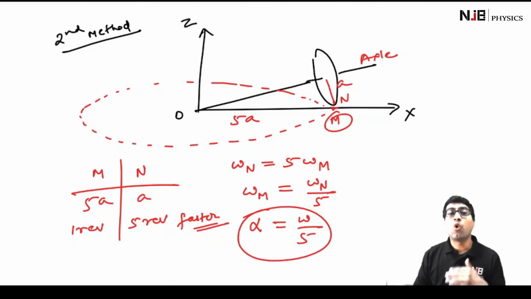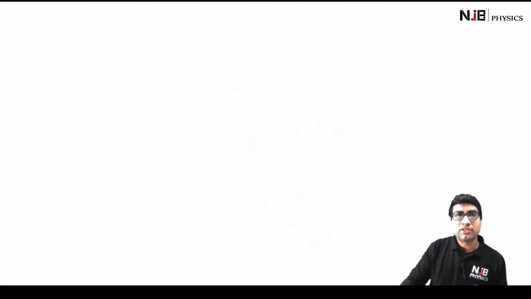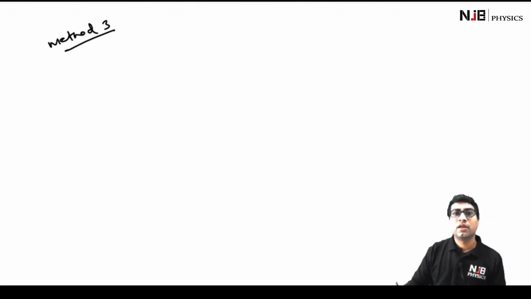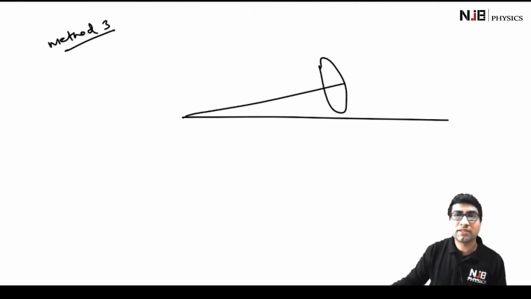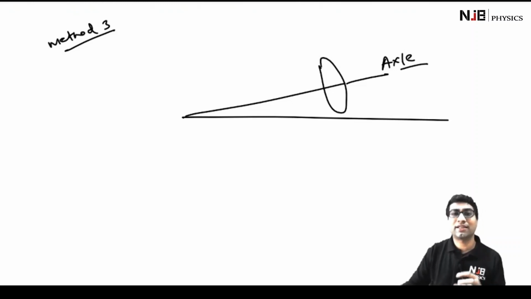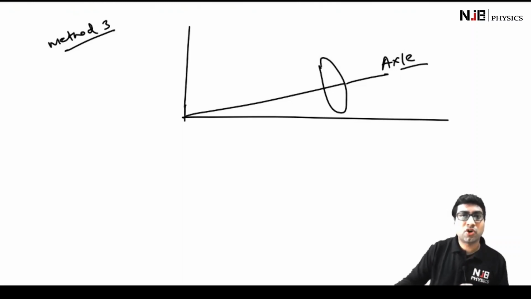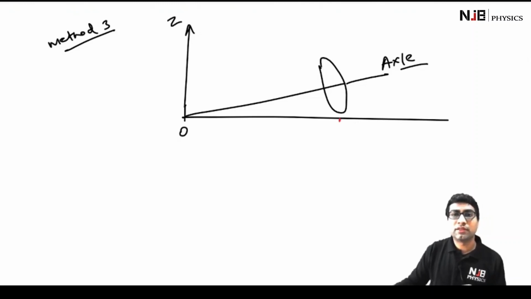Now there is one more approach. If you're not able to digest these two approaches, there is one more approach by which we can solve this. So this is your method 3. Now in this, again you need to consider this smaller disk, which is rolling on the ground, and this axle about which it is rotating is also rotating about the z-axis. So this is your z-axis, this is your point O, and again we are going to consider this as point M and this as point N.